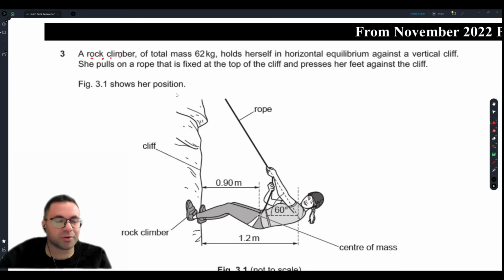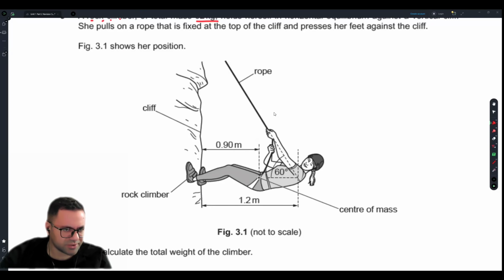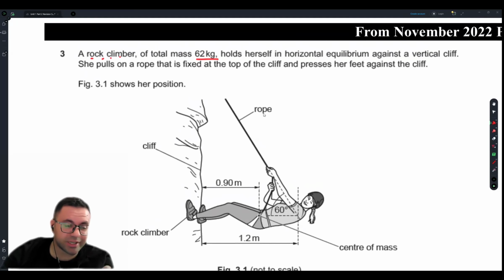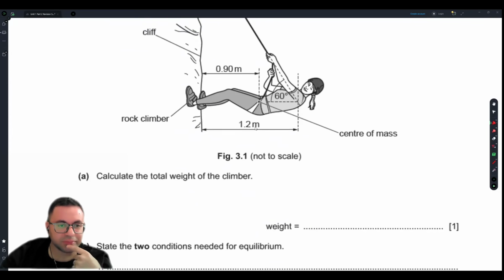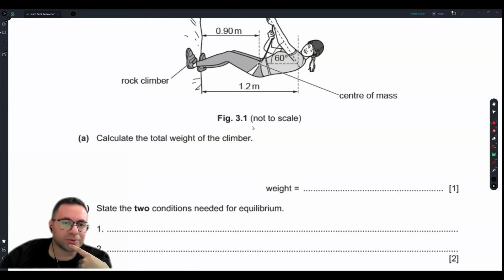A rock climber of total mass 62 kilograms holds herself in horizontal equilibrium against a vertical cliff. She pulls on a rope that's fixed at the top of the cliff and presses her feet against the cliff. Now, I don't see where the pivot is, right? He hasn't said so yet. I'll show you the keyword to look for when you want to find out where the pivot is. But first, he says, calculate the total weight of the climber.